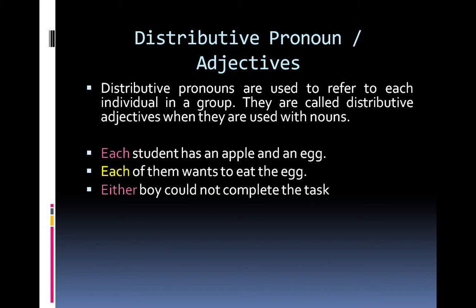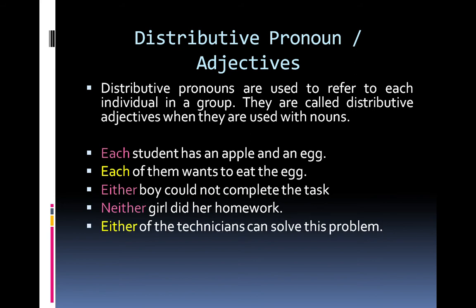Either boy could not complete the task. Used with a noun. Boy is the subject of the sentence. Either has been used with a noun. So distributive adjective. Neither girl did her homework. Neither has been used with a noun. The noun girl follows this word neither, so neither is a distributive adjective.